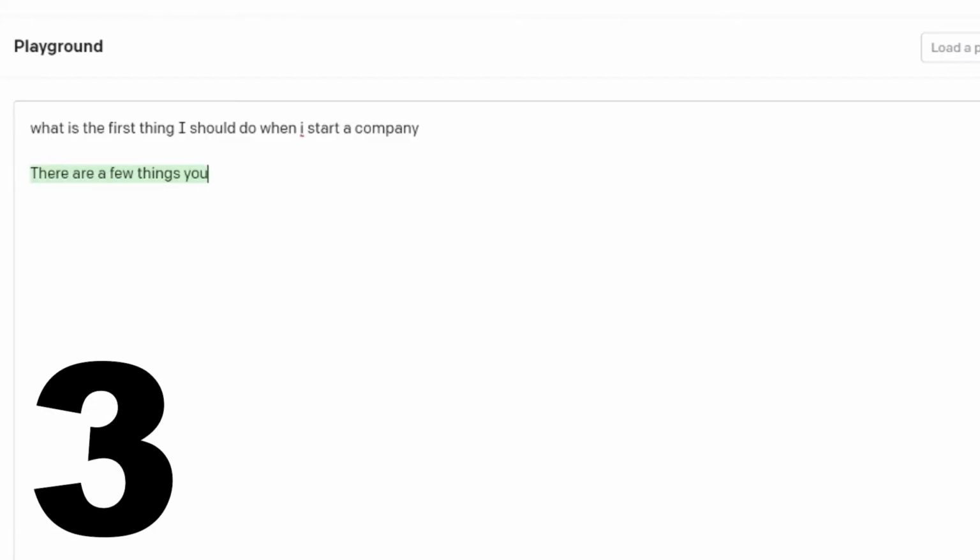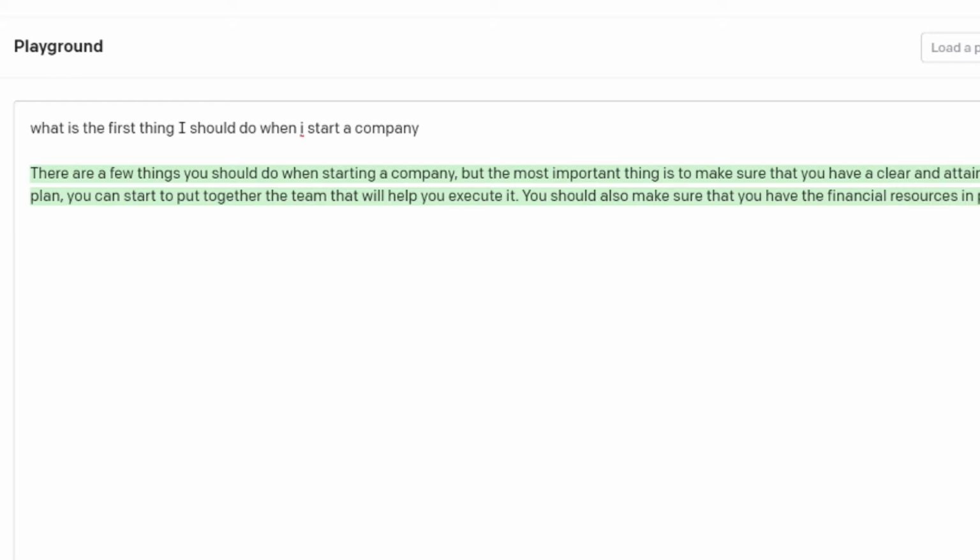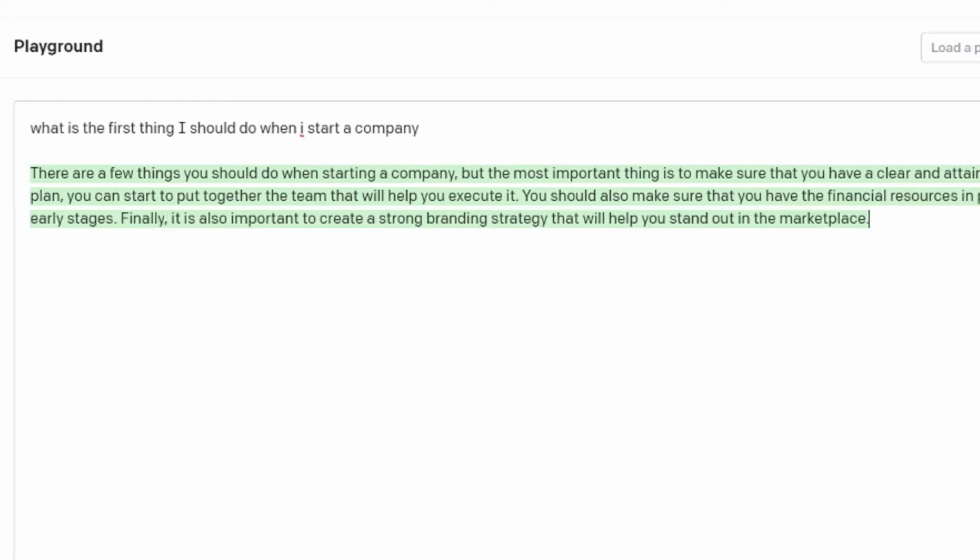Number three, it needs to generate some text that is extremely relevant and contextual. It cannot give canned responses.